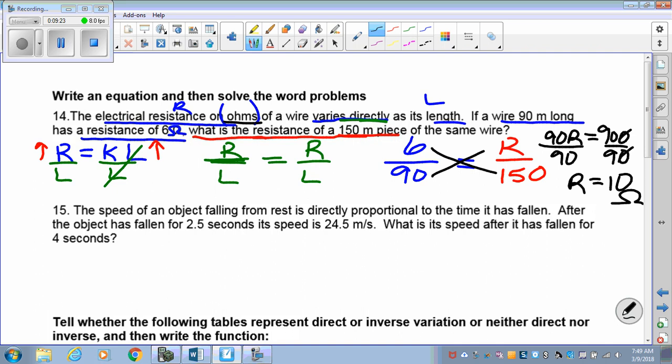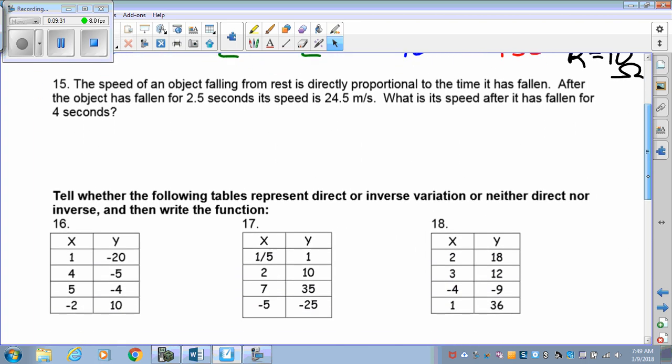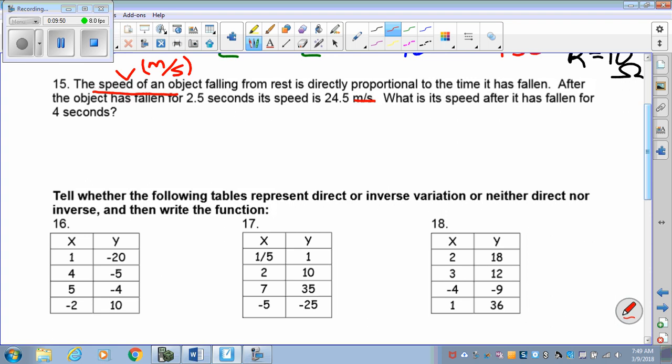All right, fantastic. You can solve problems in any field using these variations in proportion. So now we have another physics problem. We have the speed of an object falling from rest. The speed of something, that's the velocity, and that would be meters per second for our units. And it's directly proportional to the time. So we'll use T for time.